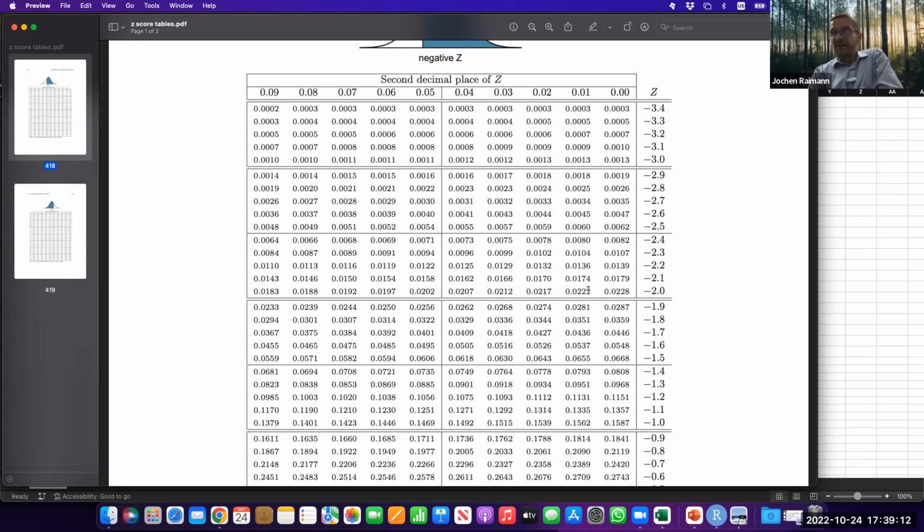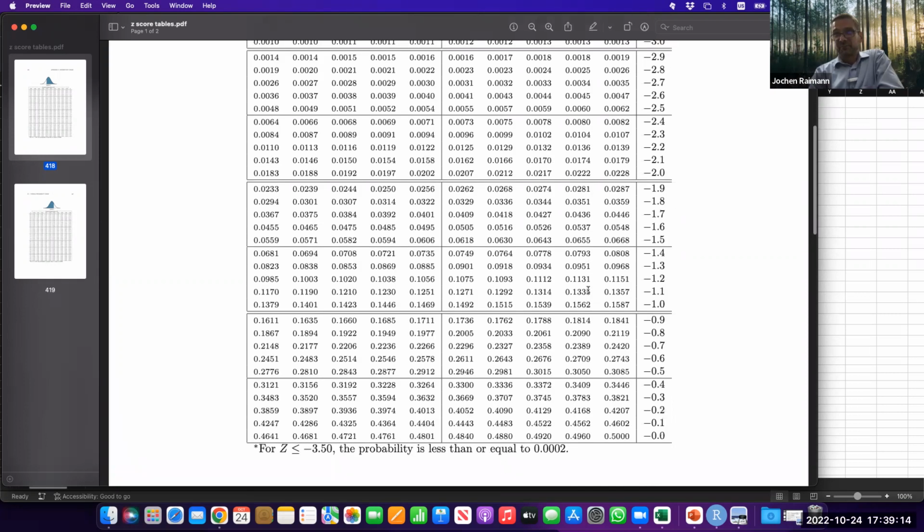Okay. Is -3.4 in the left column, and then to get the second decimal, like -3.42, it's just this?